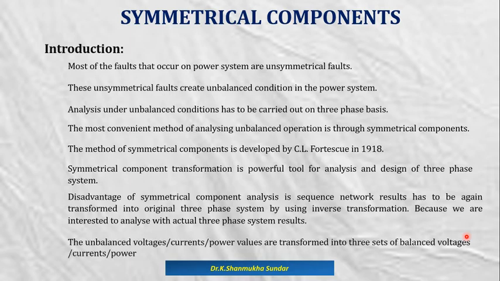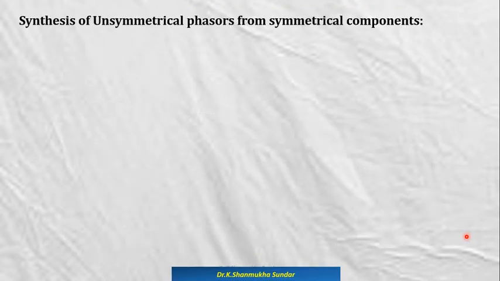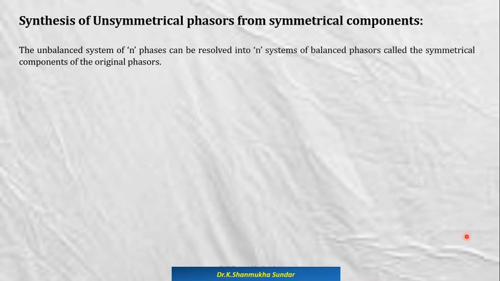The unbalanced voltages, currents and power values are transformed into three sets of balanced voltages, currents and power. So now let us see the synthesis of unsymmetrical phasors from symmetrical components. An unbalanced system of n phases can be resolved into n systems of balanced phasors called the symmetrical components of the original phasors. That means a three-phase unbalanced system can be resolved into three sets of balanced vectors.